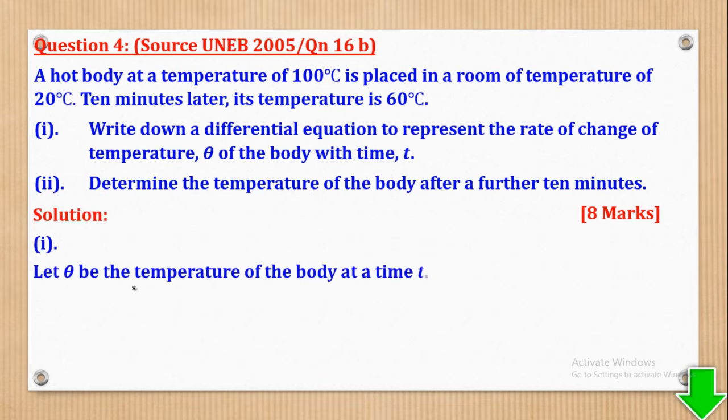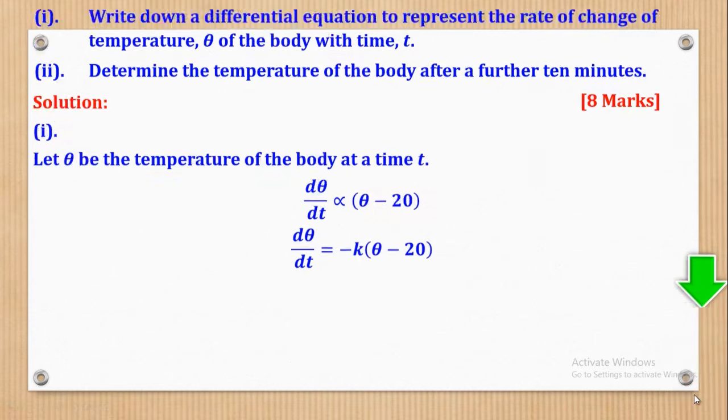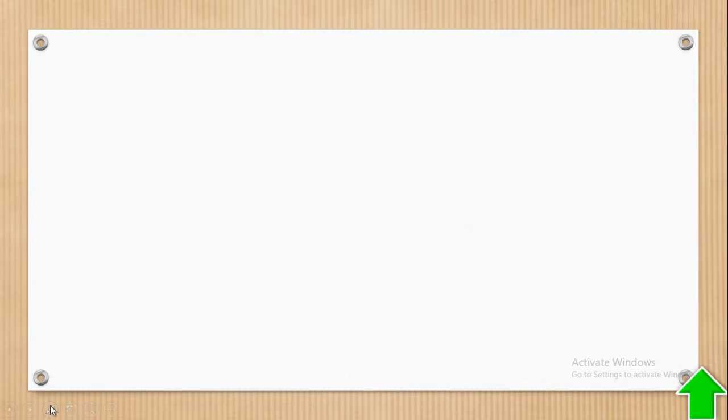So let theta be the temperature of the body at any time t. Therefore, d theta by dt is equal to theta minus 20, because 20 is the temperature of the surrounding. The next is to put a constant of proportionality. You must be keen on that negative, it has to be seen. The next is to separate variables and put integrals on both sides. So that was part A.